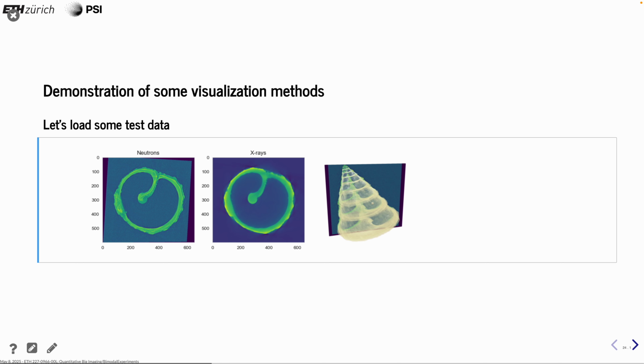And going on, looking at the visual and qualitative approaches, let's look at this snail shell, which again I have the neutron and X-ray data from. And the X-ray data is actually a bit blurred. I think it's because of a not perfect calibration of the X-ray system. But for this purpose, it's okay to work with, because I just want to show the principle of a couple of methods.